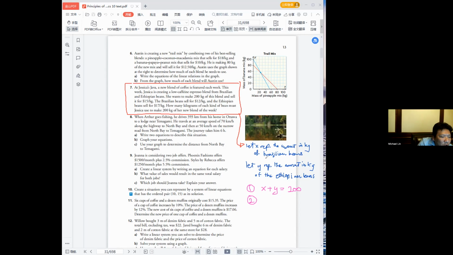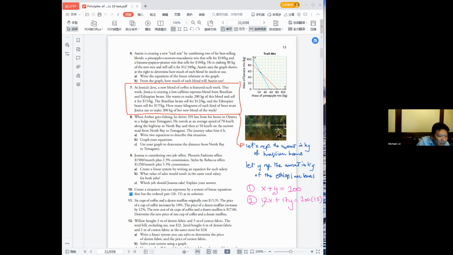But we know Brazilian beans sells for $12 per kilogram. So the amount of money I'm going to make from Brazilian beans is 12x. Okay. And then the Ethiopian beans sell for $17 per kilogram. So we're going to go 17y. And that mix is going to end up selling for $200 times 15. Okay, because I have 200 kilograms of my final mix that I'm going to sell for $15 per kilogram.